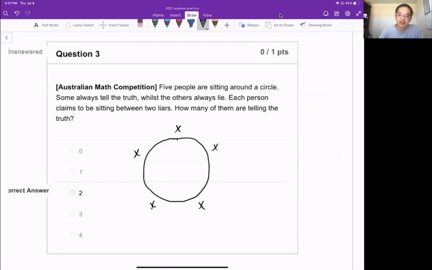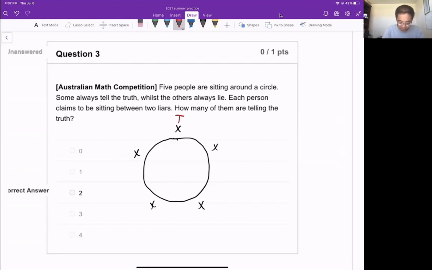Question number 3. 5 people are sitting around a circle, and some always tell the truth while the others always lie. Each person claims to be sitting between 2 liars. How many of them are telling the truth? Well, it's easy to see that at least one of them is telling the truth. Why? Suppose all of these 5 people are liars. Then think of one liar sitting between 2 liars. He said, okay, I'm sitting between 2 liars, which is the truth, not a lie. So it's clear that at least one of them is telling the truth. Let's say this one is telling the truth.